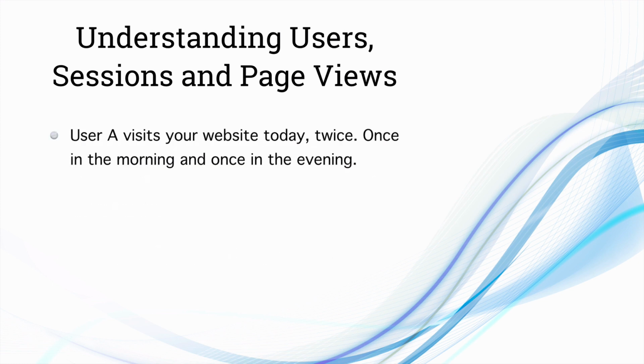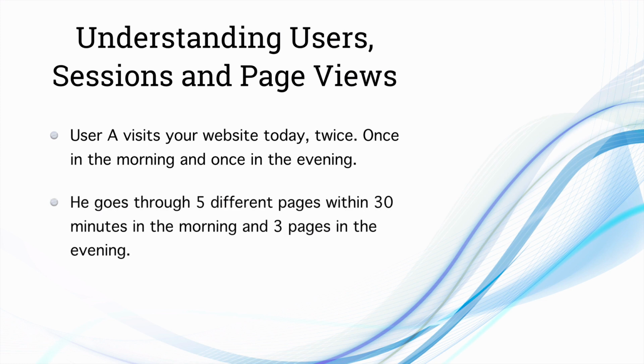Let's say user A visits your website today twice, once in the morning and once in the evening. Then he goes through 5 different pages within 30 minutes in the morning and 3 different pages during his evening session. Now it is one user, 2 sessions and 8 page views. So this is how Google Analytics takes the data and reports it inside your dashboard.